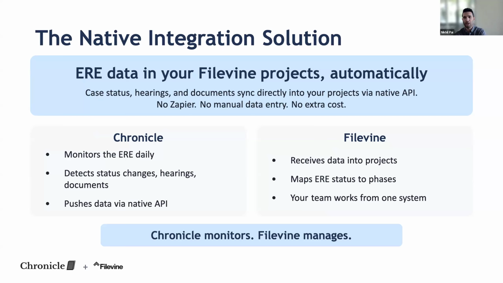So that way, your automations run, your data's up to date, and you're no longer left behind trying to scramble, being like, oh, I forgot to make that change today, and now we're already behind the appeals deadline. So Chronicle really is pushing that data into Filevine for you.